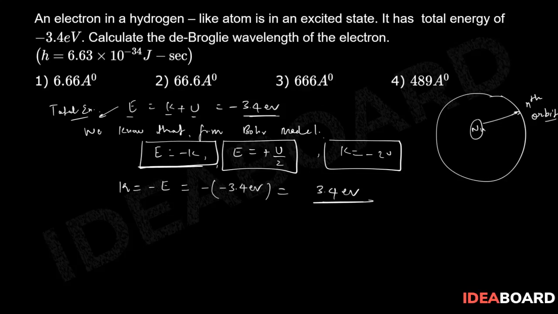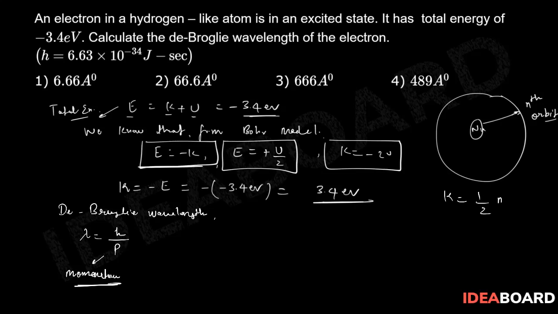Now further, once I have the value of 3.4 electron volts, which is the kinetic energy, we know that the de Broglie wavelength lambda is given by h upon p, where p is the momentum of the particle. First of all, we don't have the value of momentum, but we know that kinetic energy can be written as half m v square. So we can try to convert this.